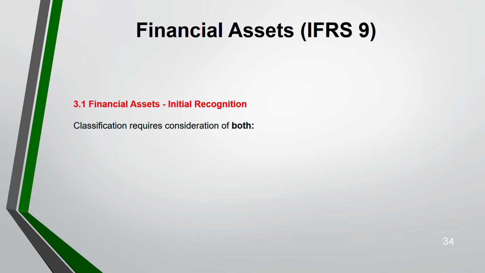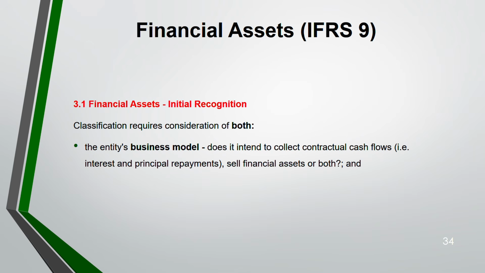When you choose out of these three, which one? There are two characteristics, and often in your exam, these are the two things you have to see. Both you have to consider. Not only here, even in SBR, it will be tested. First, what is the entity's business model? That means, are they intending to collect contractual cash flow? Contractual means, are they only collecting interest and the principal amount? Or are they collecting cash flow and selling the financial asset later on?